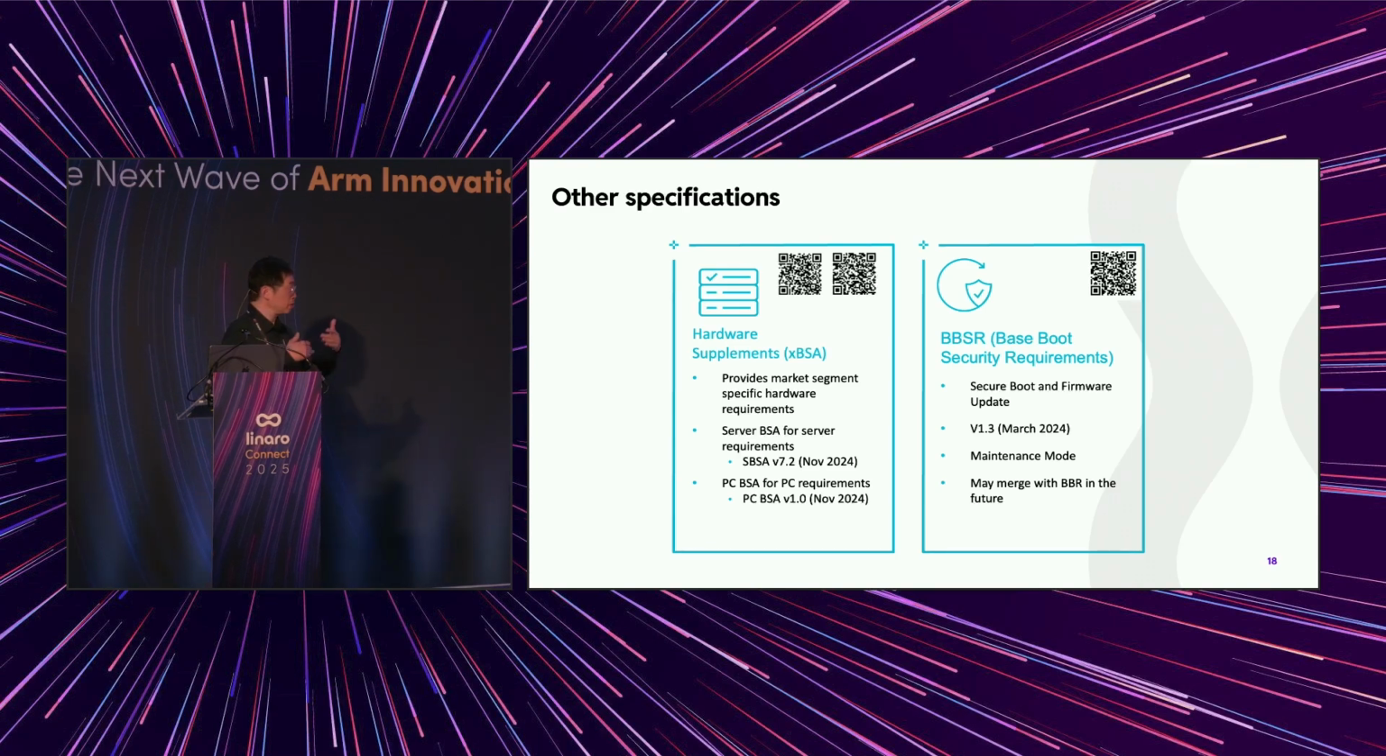BBSR is for covering the security side of things like secure boot, firmware update, and TPM support. And that spec is kind of in maintenance mode. We think that we may eventually be integrating or merging that into the BBR because most of the requirements are firmware related.